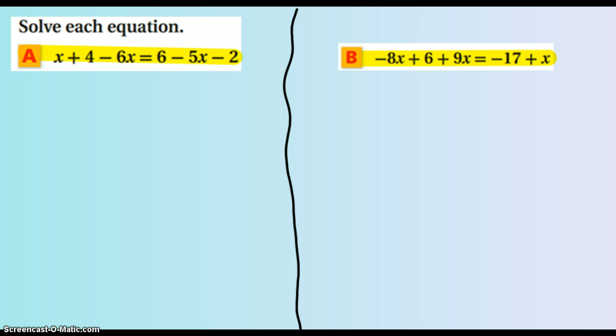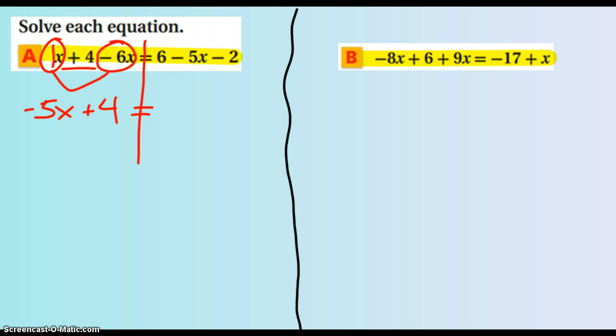So on the left side of A, we have x plus 4 minus 6x. If there's anything we can combine on the left side, we're going to want to take care of that. So we've got 1x here and minus 6x here. We're going to combine those two. They both have the same variable, so we can combine them. That's going to be 1x plus negative 6x, or 1x minus 6x. That's negative 5x. Then we have the plus 4 hanging out. Alright, so we got that side simplified.